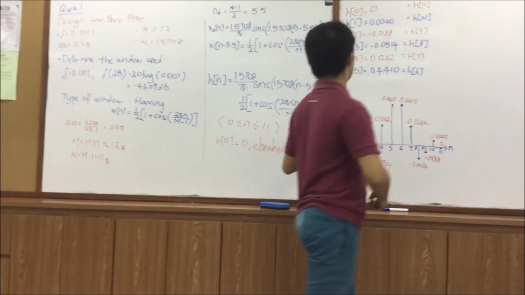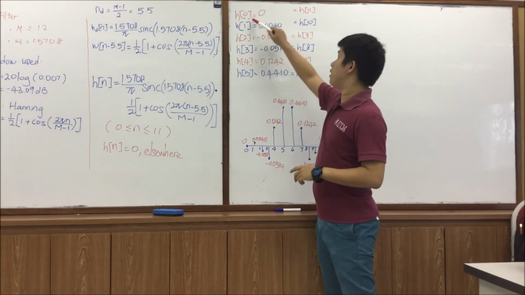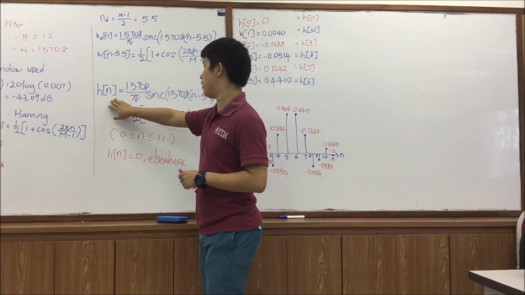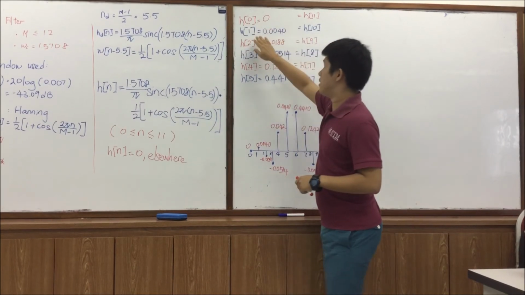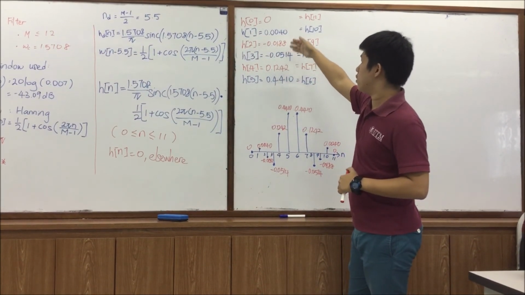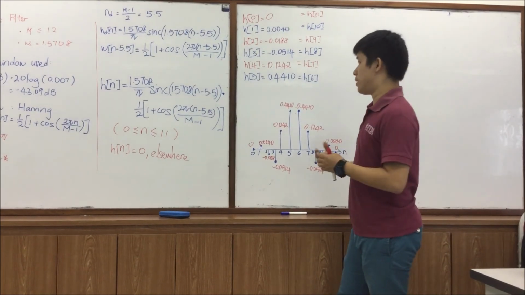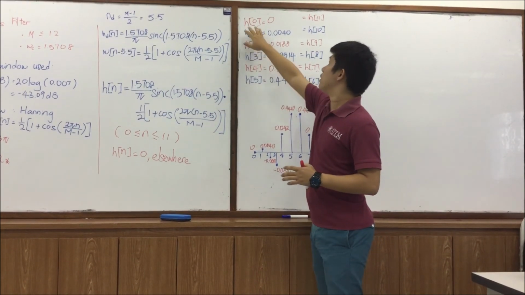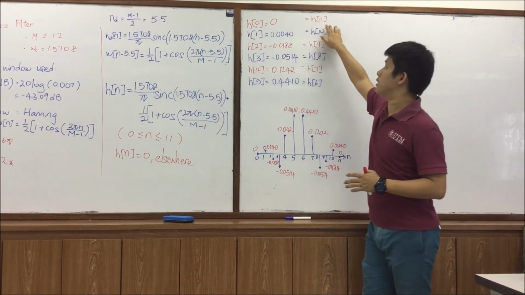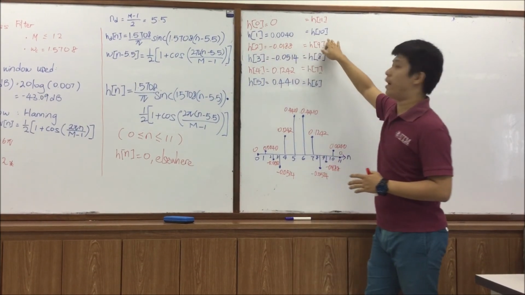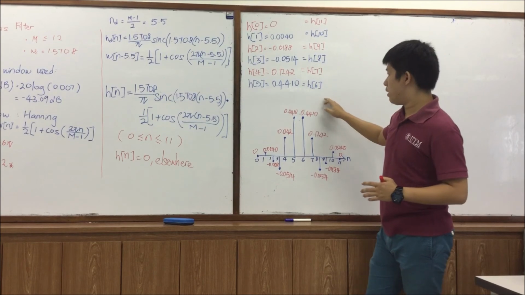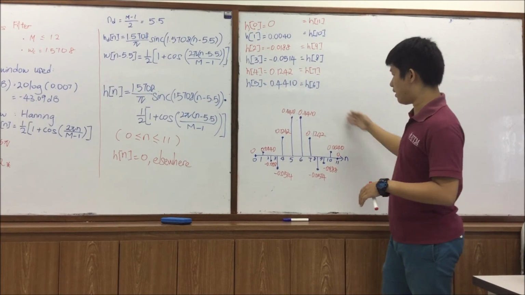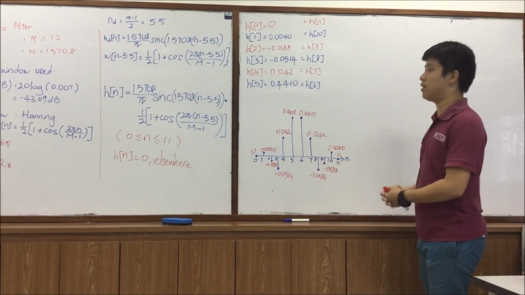Using this formula, we need to find the value for each n. You can see here, if you substitute 0 into the position of n, you will get 0. If you substitute 1, you will get 0.004. So this is all the results when we substitute our n into the position. You can see that h0 is equal to h11, and h1 is equal to h10. So here is the graph that we plot from the equation that we get. We can see here the filter hn of the filter.